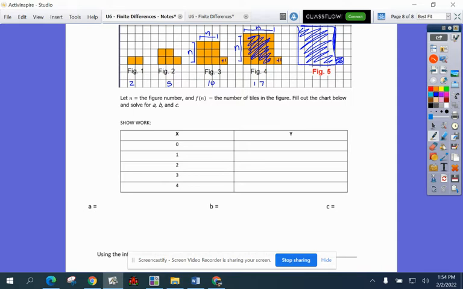Since I've already figured out how many boxes are in each one, I'm going to skip over 0 because we don't have a figure 0. But when x was 1, figure 1, this was 2, 5, 10, and 17. So I'm going to look at this and see that we're increasing by 3, then we're increasing by 5, and then we're increasing by 7, which is a difference of now 2.